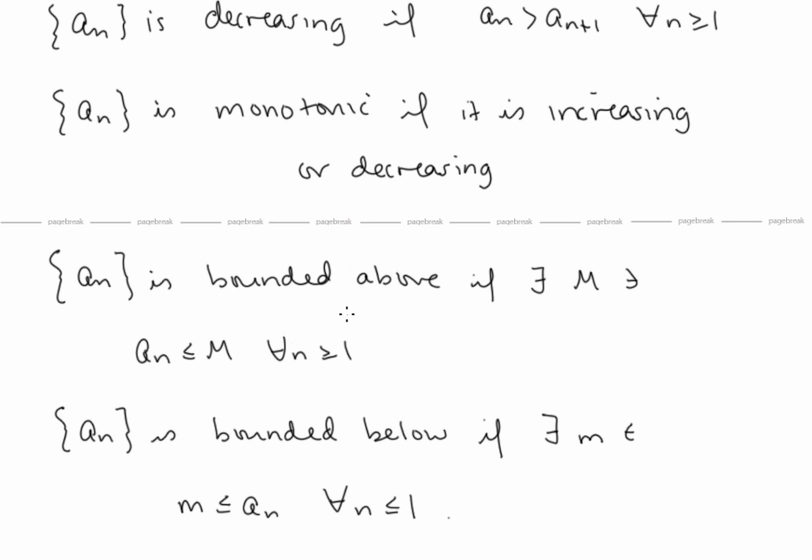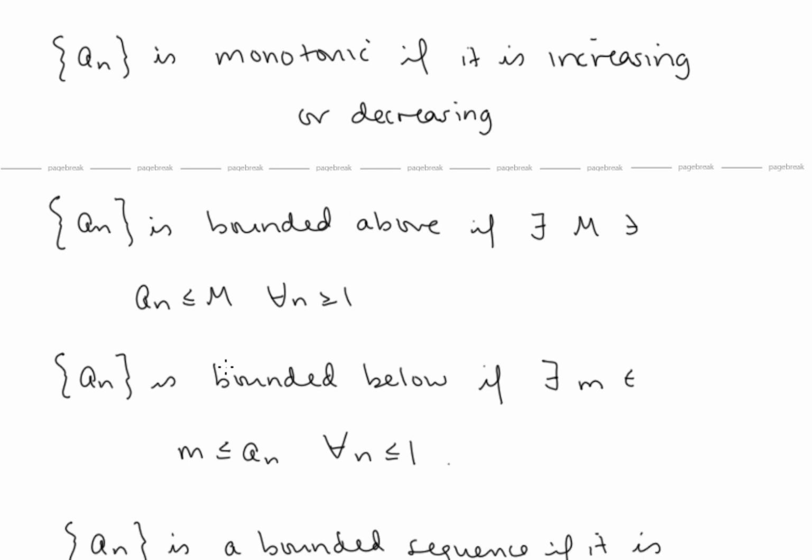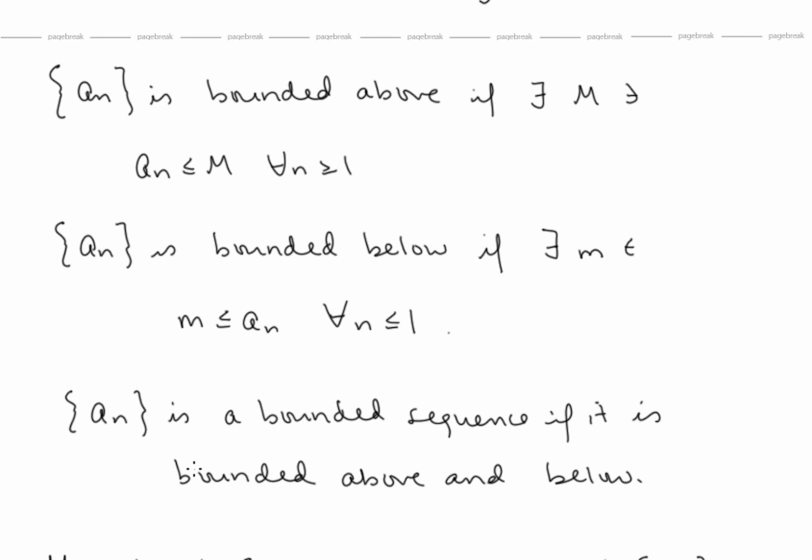We say a sequence is bounded above if there exists an M such that a sub n is less than or equal to M for all n greater than or equal to 1. So what this is saying is that all the terms in the sequence are less than or equal to this number. That means your sequence is bounded above. Similarly, we could talk about bounded below if there's a number so that all of your terms are greater than or equal to that number. And then if a sequence has a bound above and a bound below, we call it a bounded sequence.